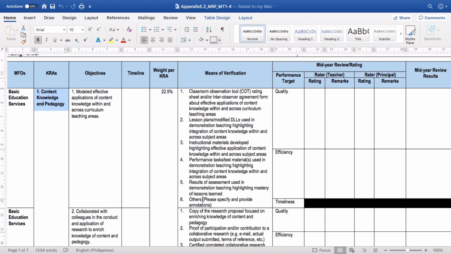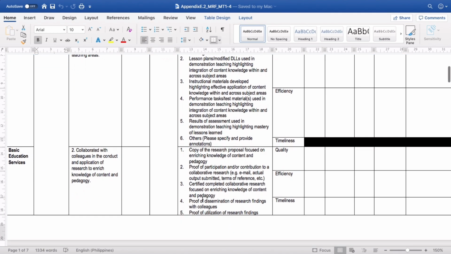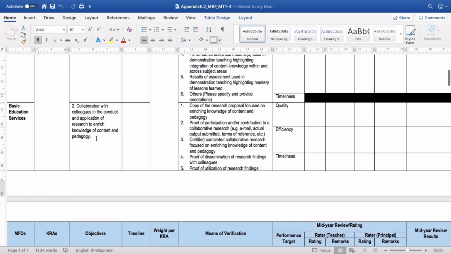For objective number 2, collaborated with colleagues in the conduct and the application of research to enrich knowledge of content and pedagogy. So what are the MOVs here? Copy of research proposal, focus on enriching knowledge of content and pedagogy. Proof of participation or the contribution to collaborative research can be in email, actual output submitted, terms of reference.